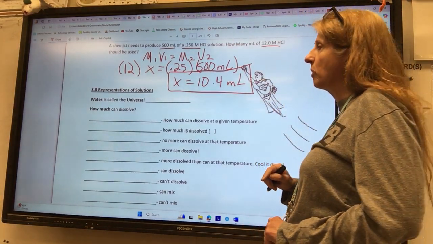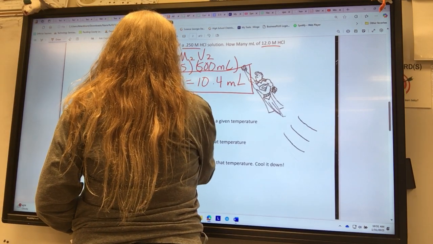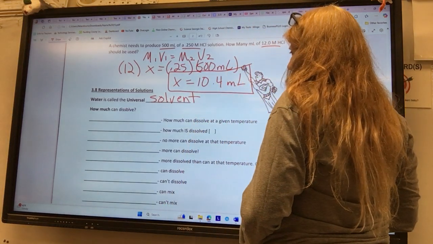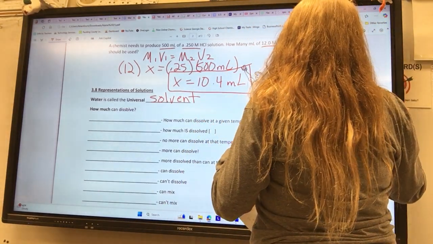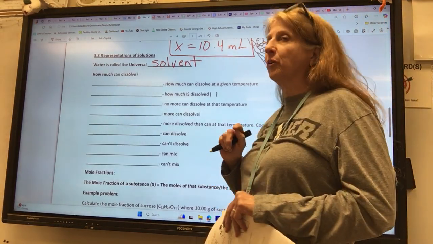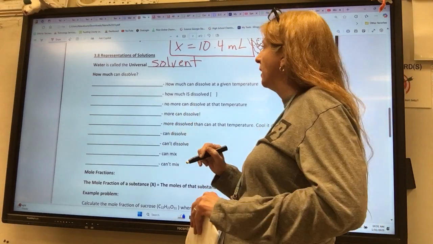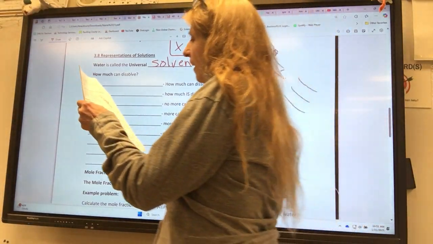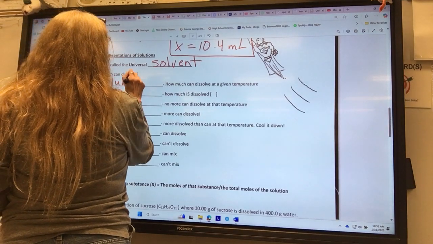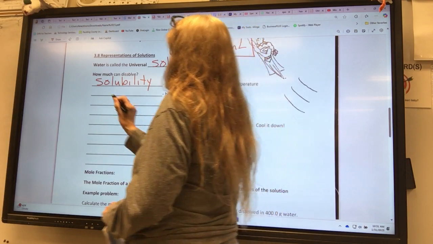Is that good? Okay. So water is called the universal solvent because if you leave most stuff in it long enough, it can dissolve it. Okay. This next part is just a bunch of vocabulary that you learned in honors, so hopefully all you need is this little refresher. How much can dissolve at a given temperature is called the solubility. How much is dissolved is the concentration.